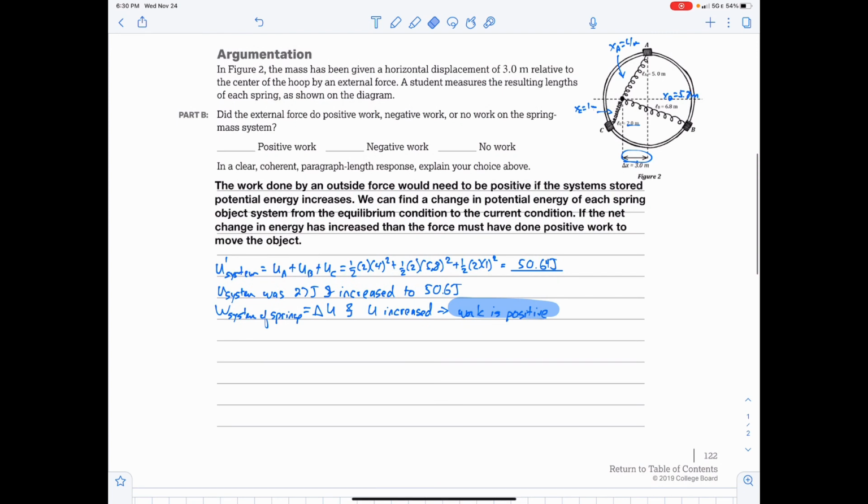The work done by an outside force would need to be positive if the system's stored energy increases. And you can see it did. It increased from 27 to 50.6. We can find a change in potential energy of each spring from the equilibrium condition to the current condition. If the net change is increased, then the force must have done positive work. And it did, in this case, do positive work.